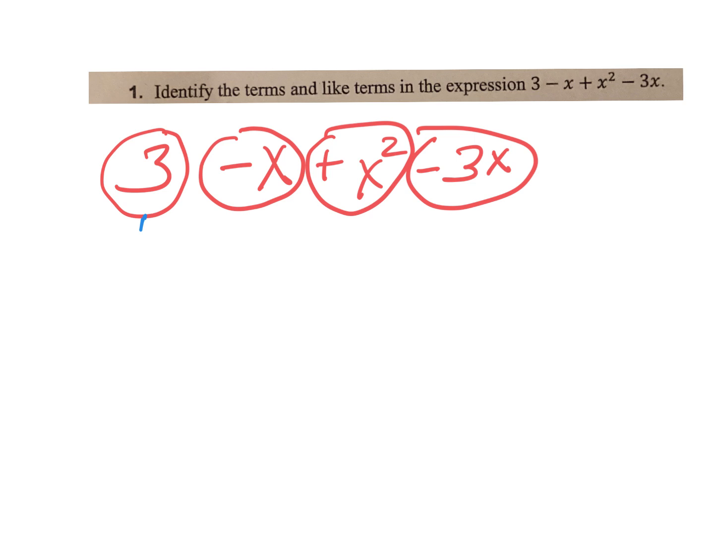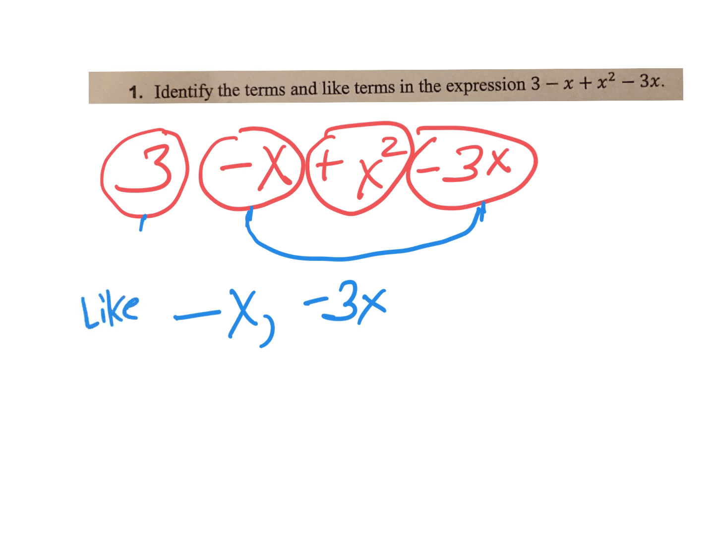Then I look at this one, the variable x. This one also has a variable x. So those two are like terms. So I'm going to write down like. And then this one has an exponent of 2, which no other variable has, so that one doesn't have any like terms. So that's your answer.